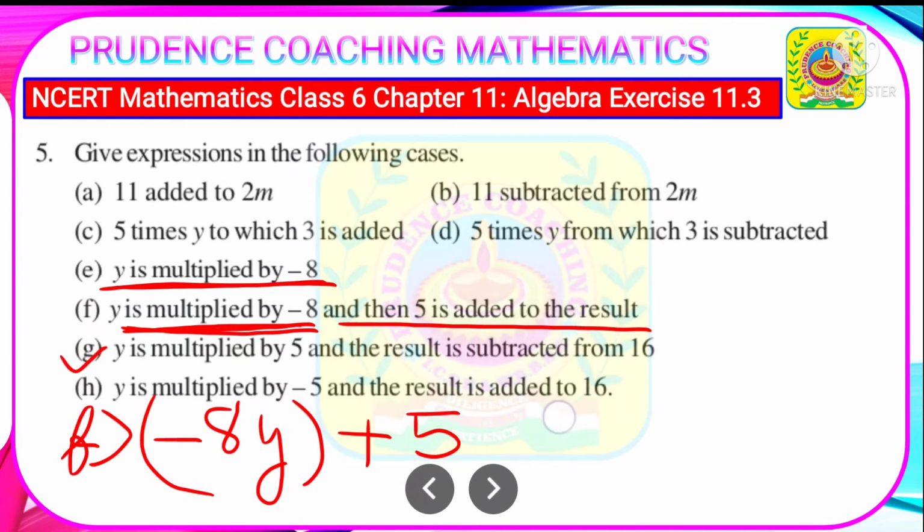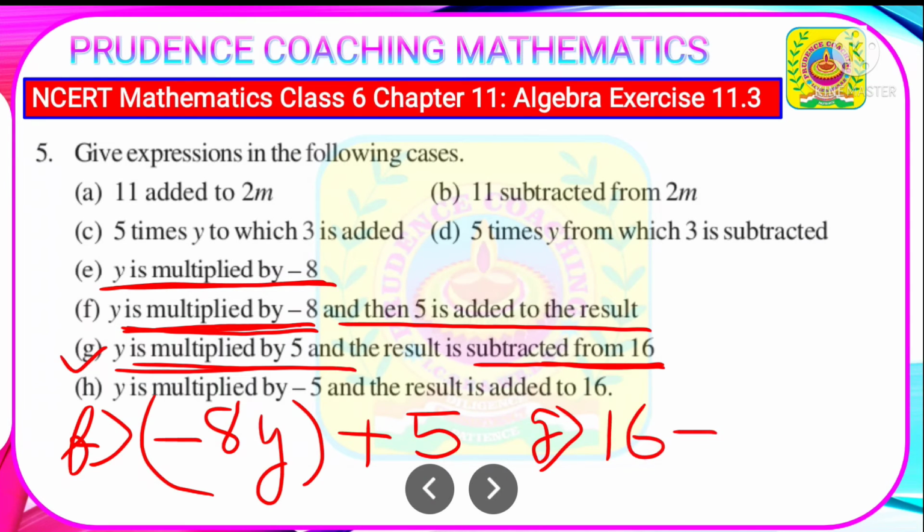Next one, number G. In number G it is given y multiplied by 5. That means the constant 5 into the variable y, and the result is subtracted from 16. We cannot write here 5y minus 16, as we are subtracting this result, that is 5y, from 16. So first we need to write 16, and from 16 we need to take away 5y. So this will be our answer, 16 minus 5y.